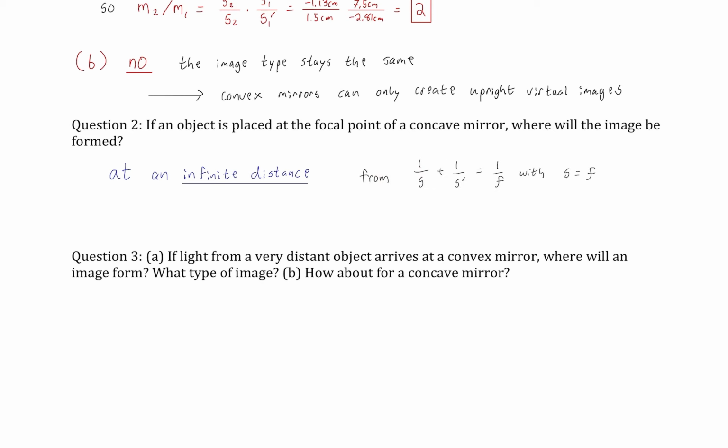Here's the idea. Because we're setting S equals F, we're saying we're putting the object exactly at the focal point. Well, if you do that, think what happens to the equation. The 1 over S becomes 1 over F, which means now we have a 1 over F on both sides of the equation, and they cancel, which means 1 over S prime, 1 over the image distance, has to be equal to 0. That's a weird statement, because that's only true if S prime equals infinity. So sure enough, if you put an object exactly at the focal point, you don't get an image.